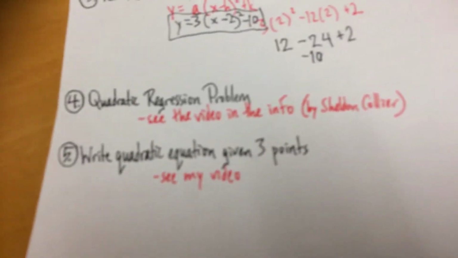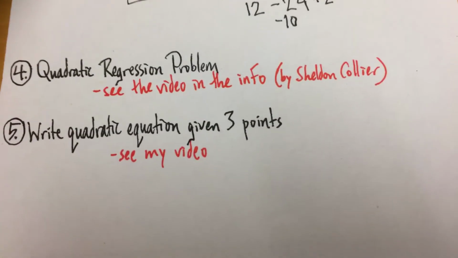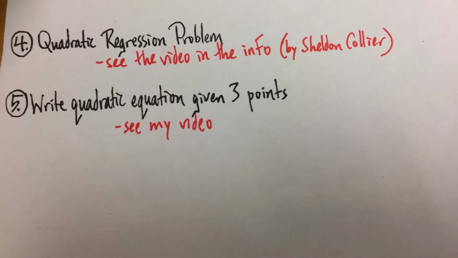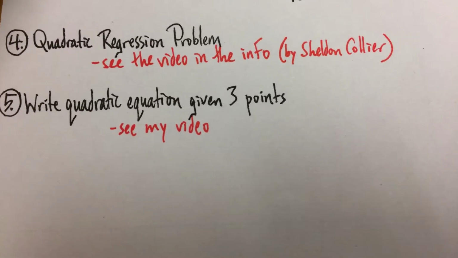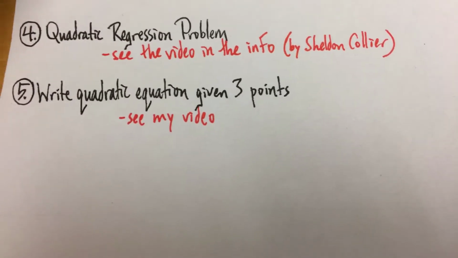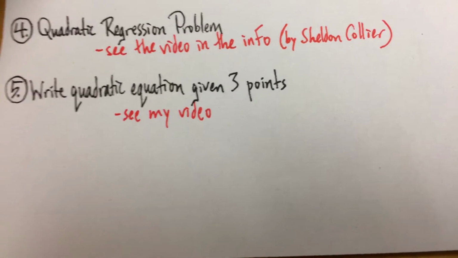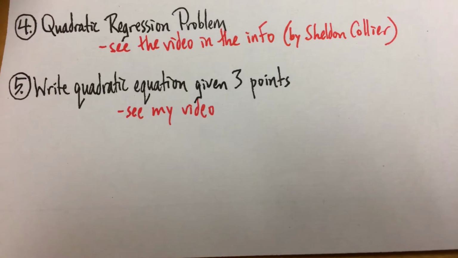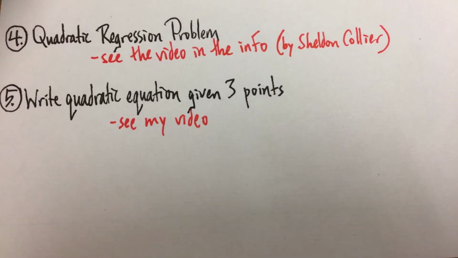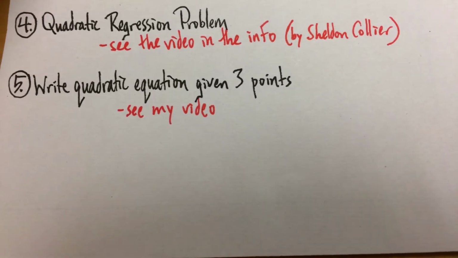And then for number 4, you're going to have a quadratic regression problem, which is using your calculator. And I'm going to post a video that someone else has made on that in the info on this video. If you look on more information, you can see that link in there and follow that link if you need to see how to do that in the calculator. And you'll have to look it up on your own if you're in a different model. The one that I'm going to post is for the TI-84.